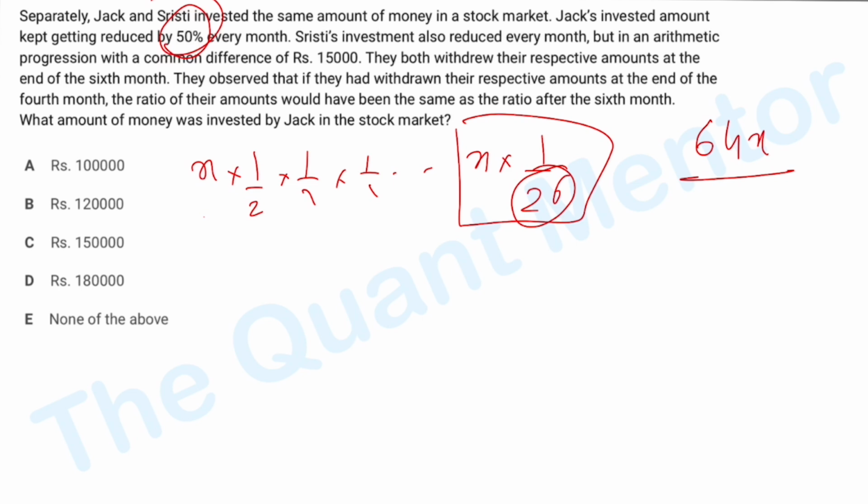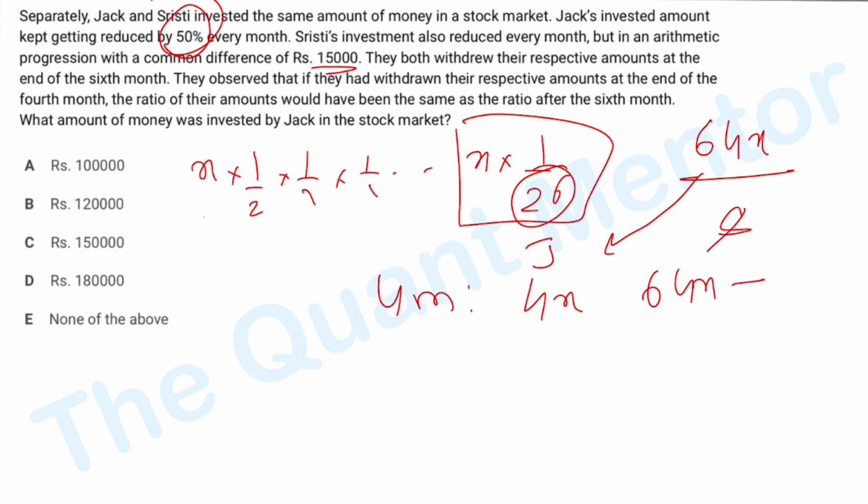Alright, now let's understand a scenario after 4 months. After 4 months, Jack's share would become 1 by 2, 4 times. That's basically 1 by 16th. So after 4 months, Jack's share would be 64x into 1 by 16, that's 4x. And Srishti's share would be 64x minus 15,000 every month for 4 months. So now Srishti's investment is 64x minus 15,000 4 times, it is 64x minus 60,000, right?